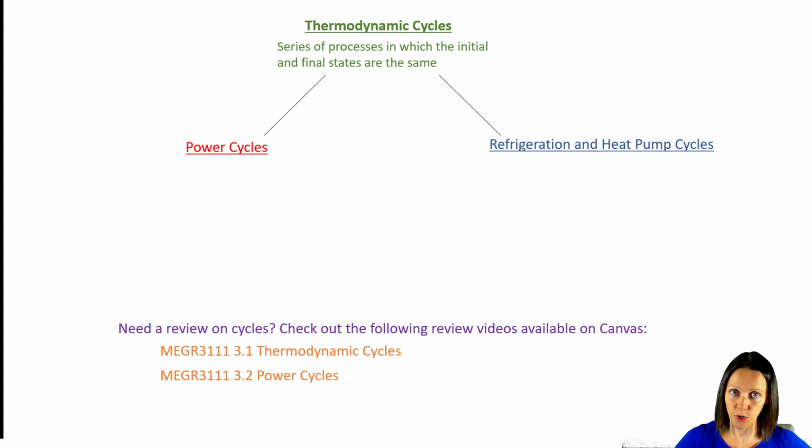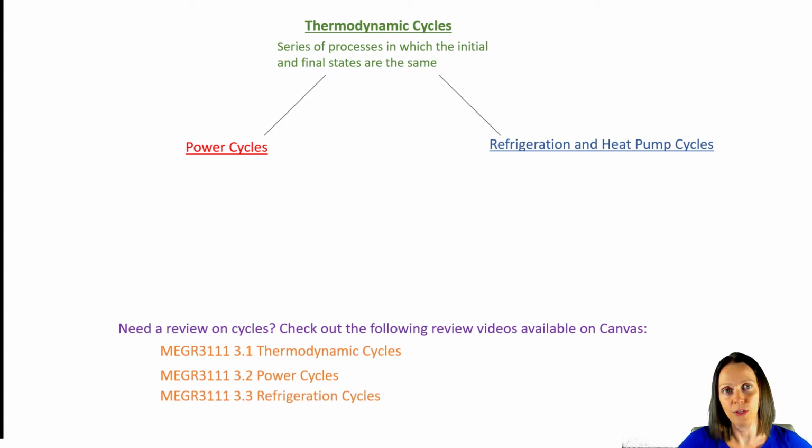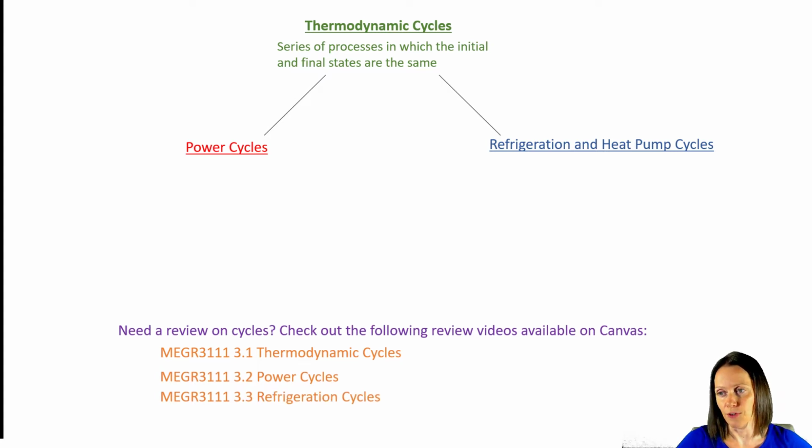A refrigeration or a heat pump cycle does the exact opposite. It transfers heat in the direction that it doesn't want to go, from a cold temperature reservoir to a high temperature reservoir, and that requires some amount of work input or power input. And there's a review video as well for you if you need that.